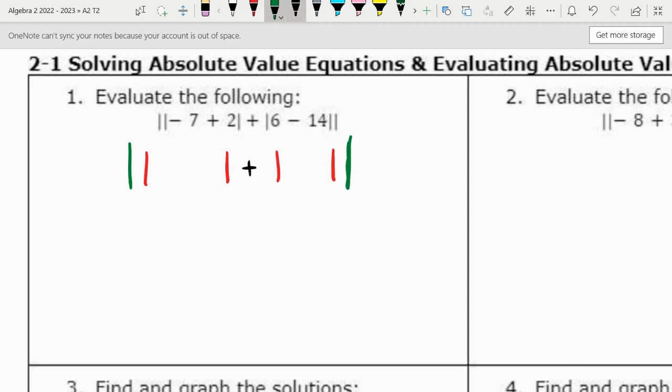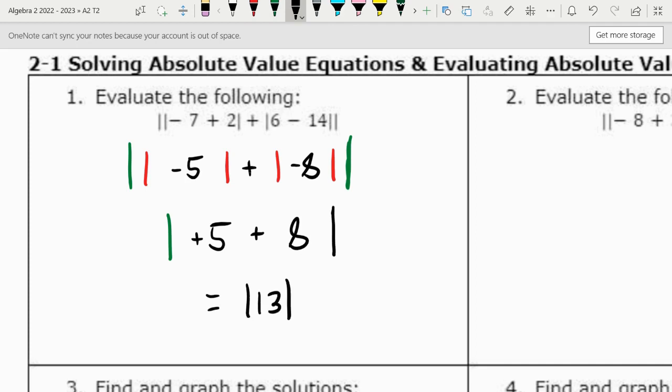Let's see, -7 plus 2 is -5. 6 minus 14 would be -8. If we take the absolute value of -5, we get +5, plus the absolute value of -8, which is +8. Okay, and 5 plus 8 is just equal to 13. And the absolute value of 13 is just 13.